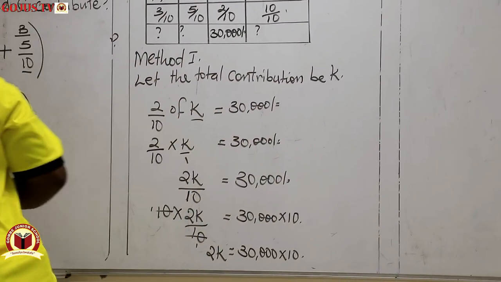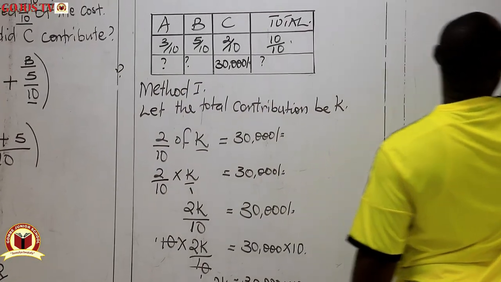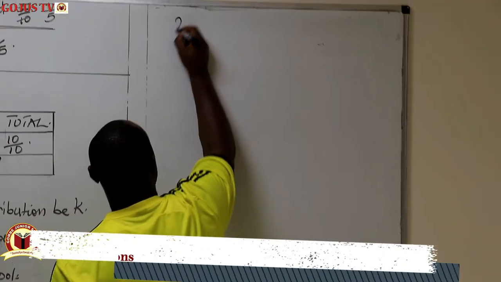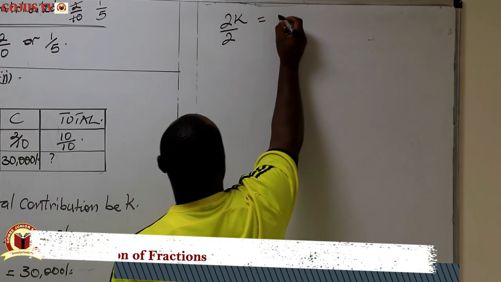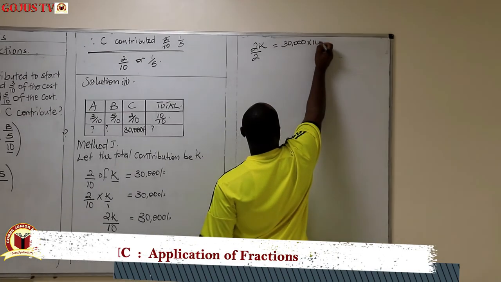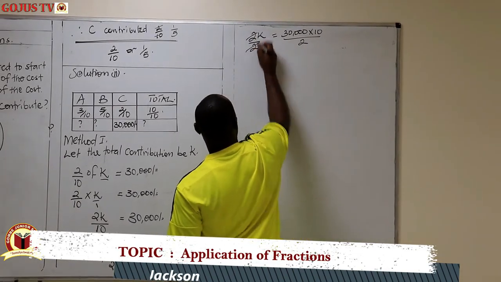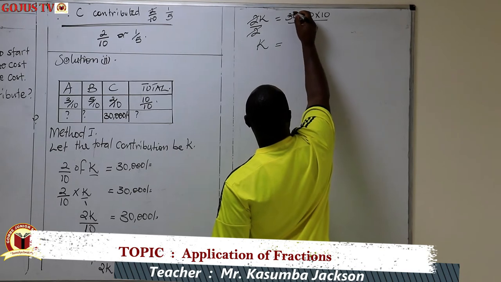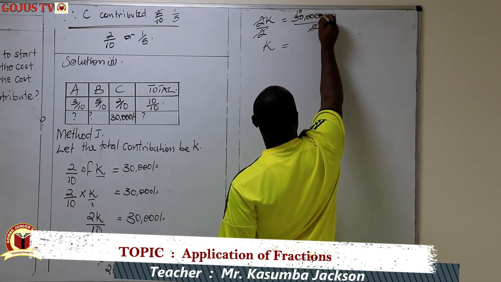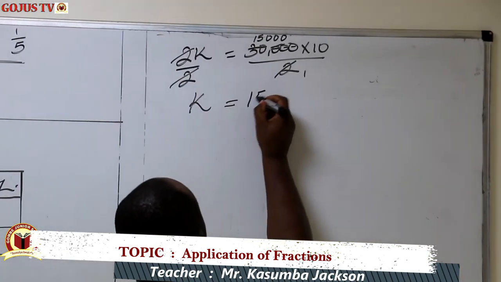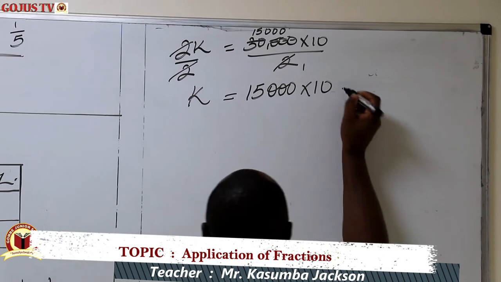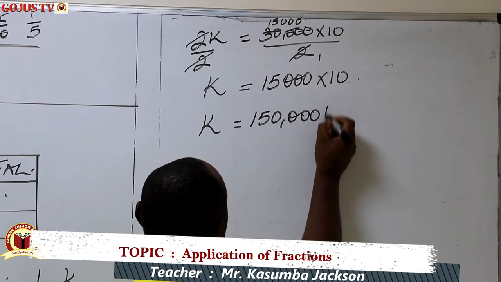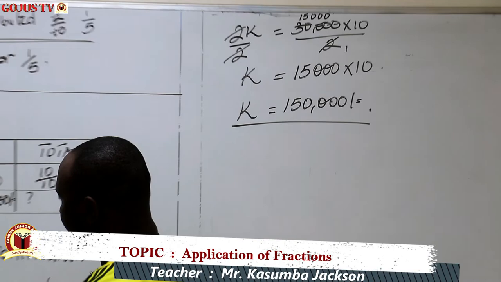30,000 multiplied by 10, and then I can push to this side where I have 2K being divided by 2, which is equivalent to 30,000 times 10, the whole thing divided by 2. So our K alone is as good as, by 2 into 30, 15, then zeros. So I'll be having 15,000 multiplied by 10. So K alone will give us 150,000 shillings. That is using method one.